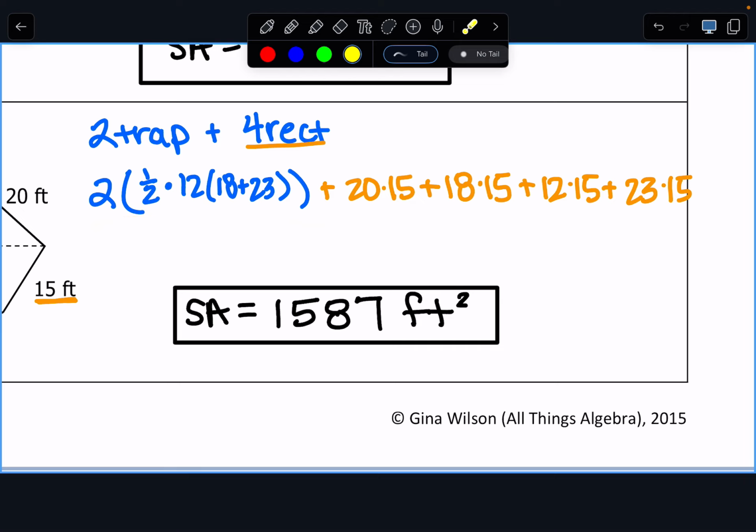What? This is the right answer. You sure you didn't multiply? I don't know. If you're calculating, I'll figure it out.